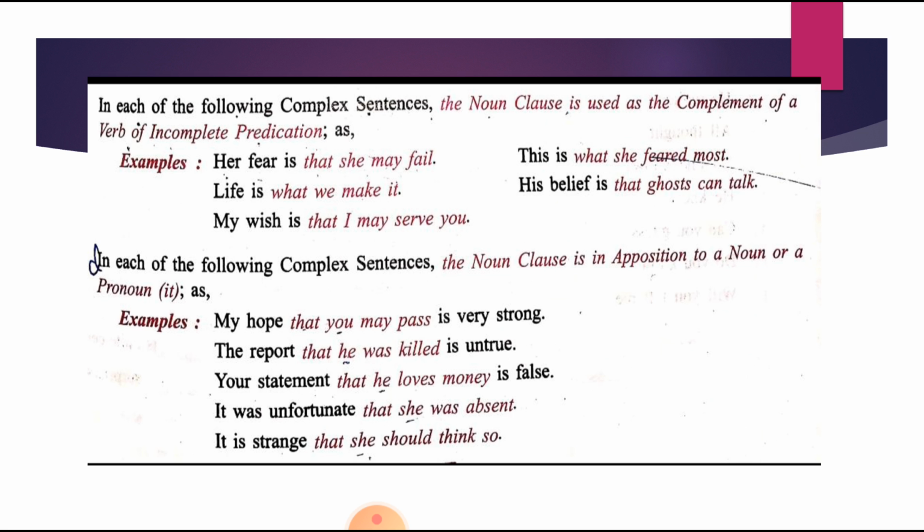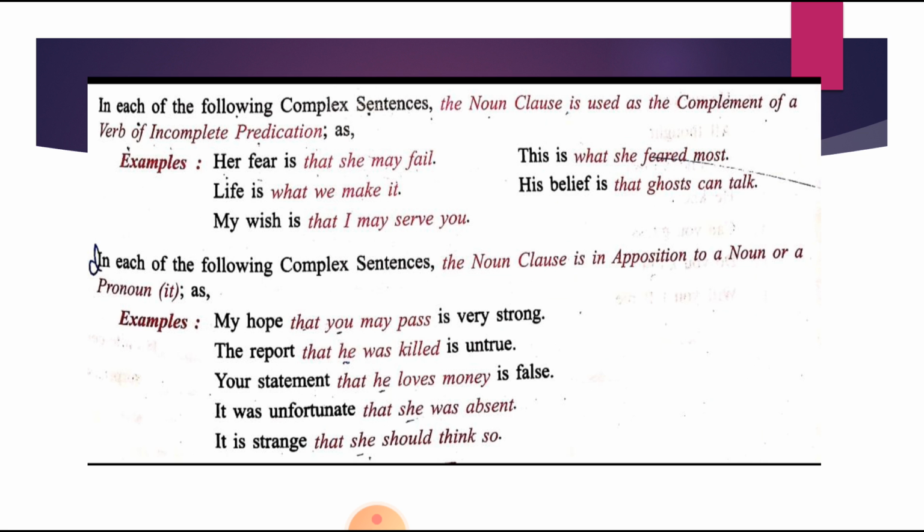That was about the noun clause. Noun clause used as a complement of a verb of incomplete predication. What is in the example? Her fear is that she may fail. Incomplete predication: that she may fail. So, her fear is that she may fail.